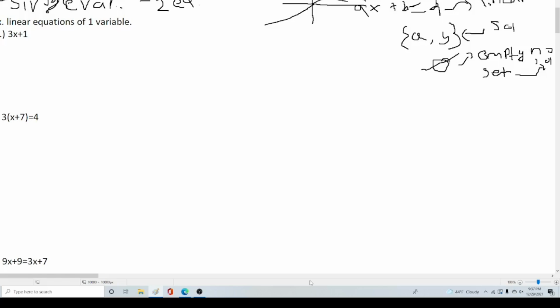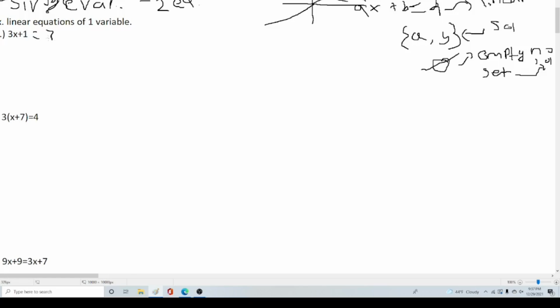So let's do an example. Let's start off with a really easy one. 3x plus 1. Oops, it looks like I forgot to add something here. This is just an expression. Well, let's put it equal to 7.